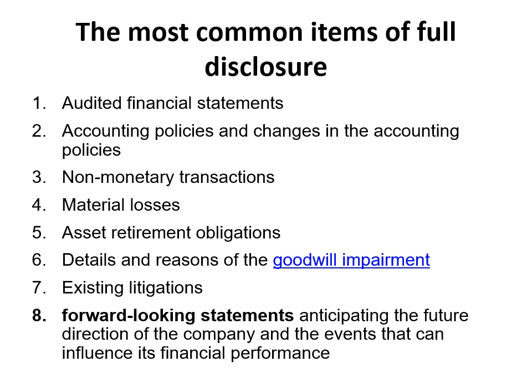And now we see here some common items of full disclosure. For example, we need to disclose information that deals with audited financial statements, then accounting policy and changes in the accounting policy. The third one is non-monetary transactions, material losses, asset retirement obligations, details and the reason of a goodwill impairment, and then the existing litigations involving a legal sanction and so on.